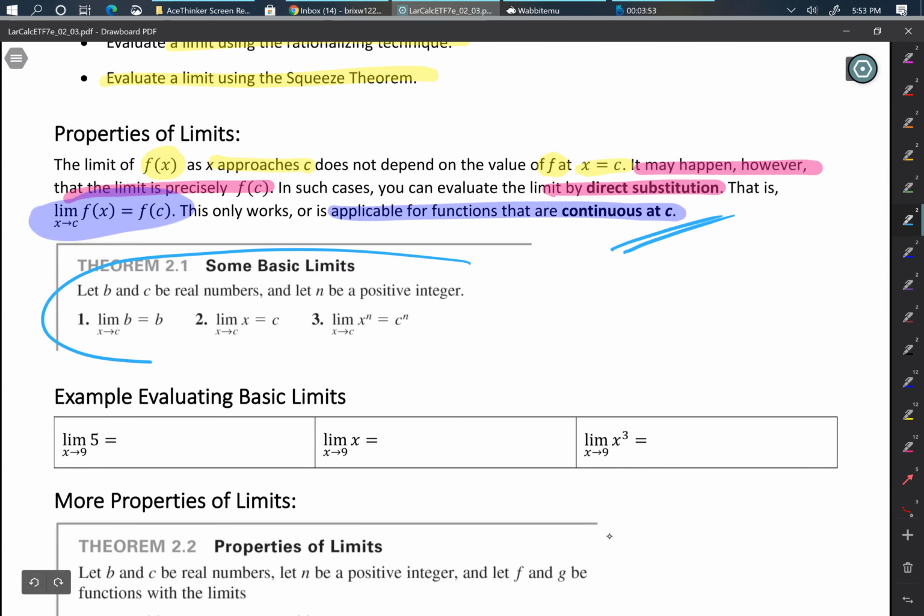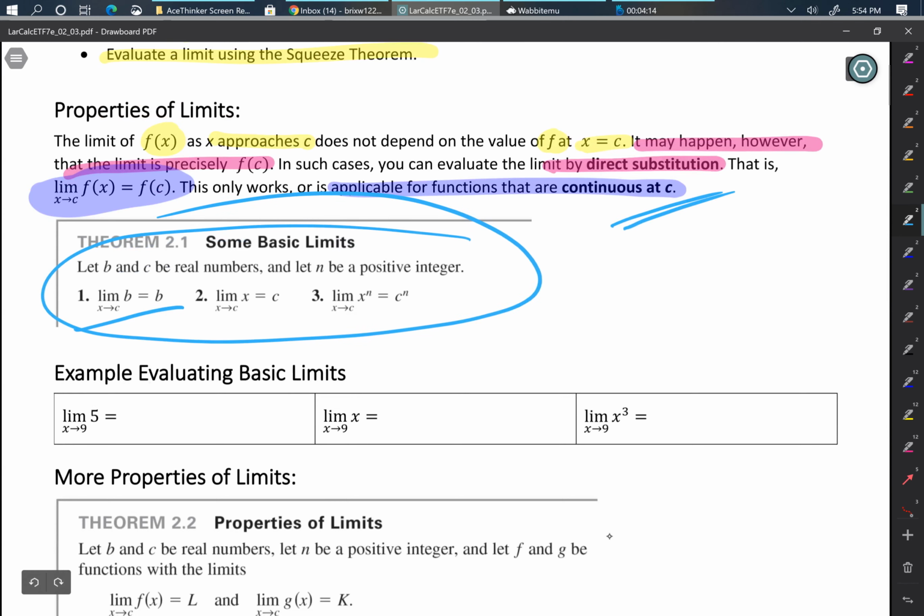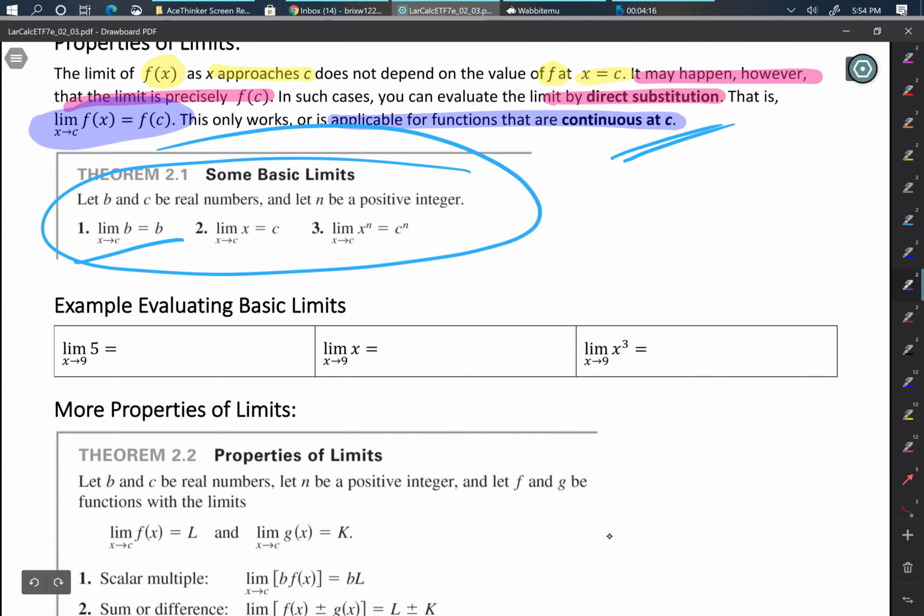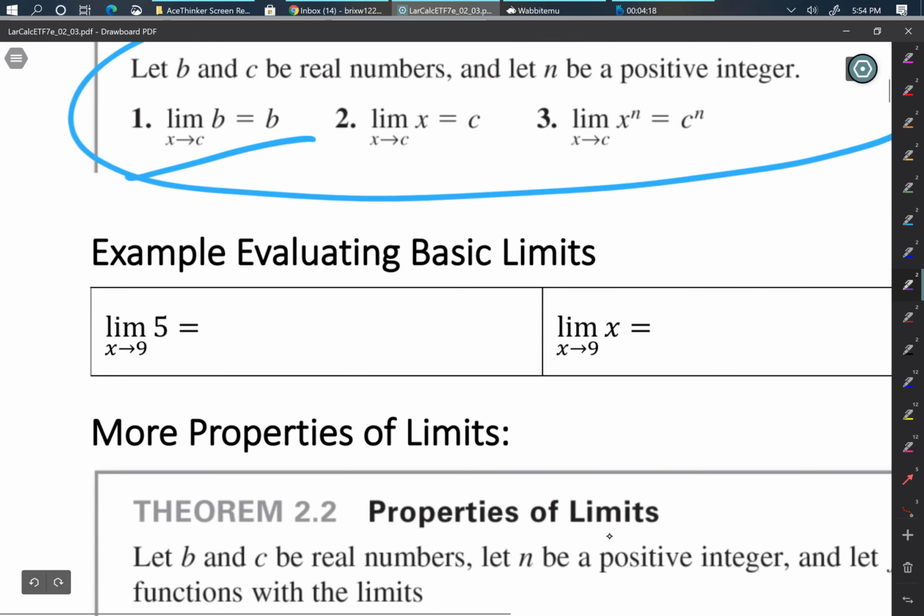Here are some basic limit properties. The first one says the limit of b as x approaches c is equal to b. The second one says the limit of x as x approaches c is equal to c. And the third one says that the limit of x raised to the nth power as x approaches c is just c raised to that nth power. Right? And so let's take a look at what this means. Right? So what would be the limit of 5 as x approaches 9?